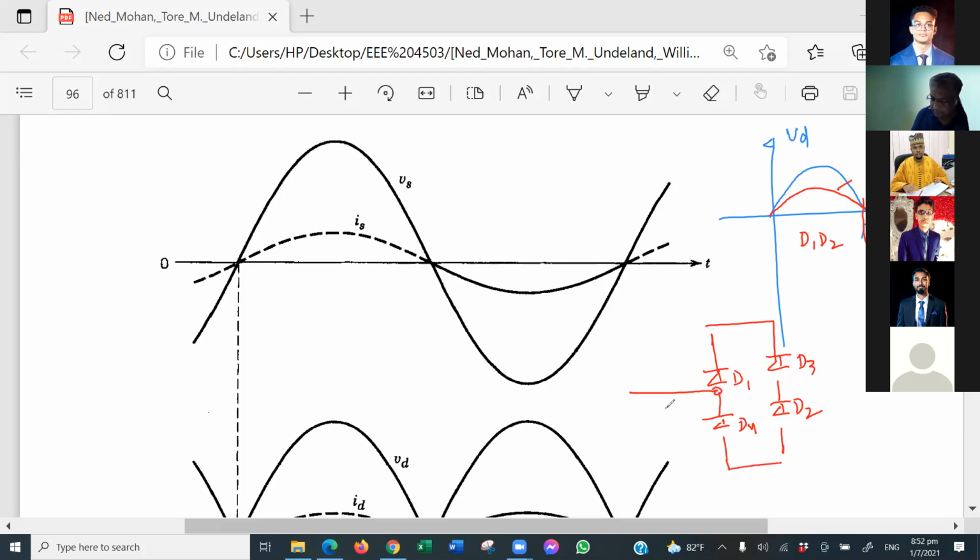And this is your IS, right? Now when D3 and D4 will be conducting, the current is going like this and it is coming back like this. So if I plot the IS here, this will be the same as your ID. IS is exactly the same as ID. But for the negative half cycle, look, the current has changed its direction, right? Yes, sir. So the current will be like this. You got my point? Yes, sir. That will be the wave shape.